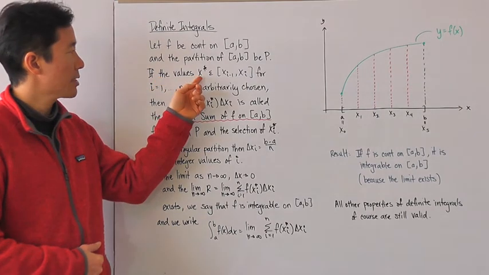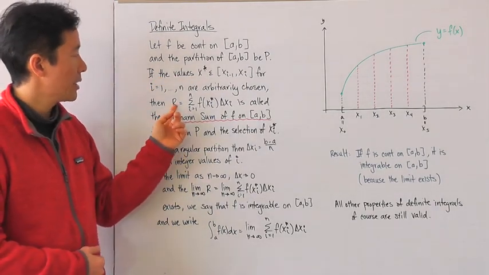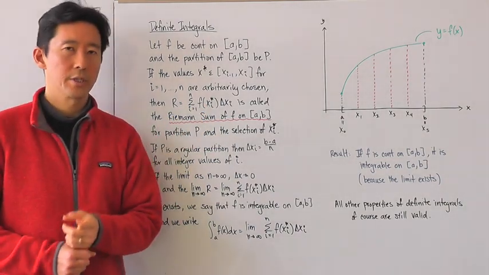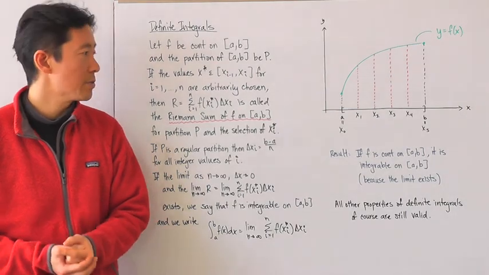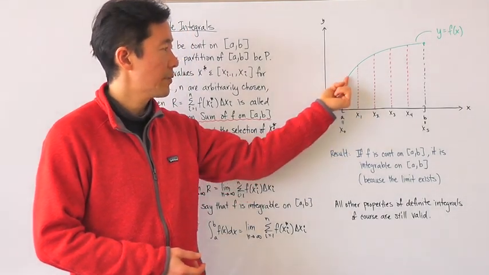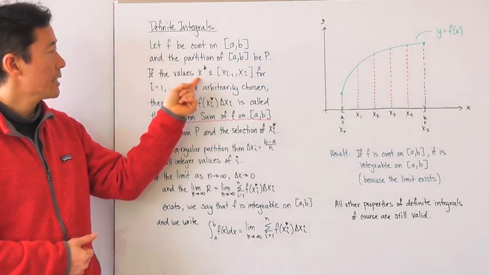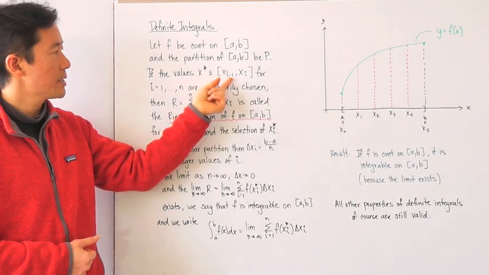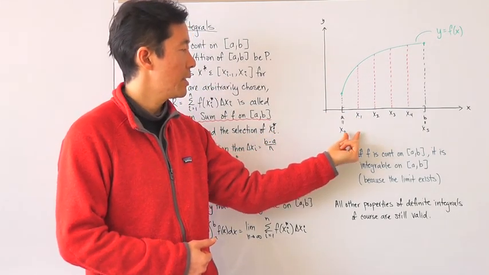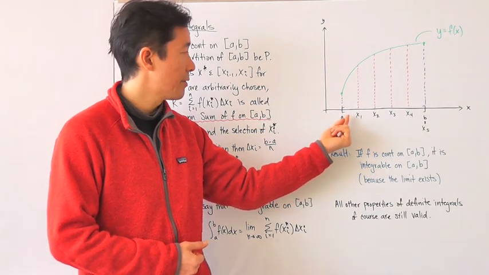Now, the values of x star. Let's review again what x star was. If we take a look at our Riemann sum, the x star is the x value that we chose on each one of the partitions, to then substitute into the function to come up with the height of our rectangle. So the values of x star are going to be something that's on each one of these interval widths. So it could be x0, it could be x1 for this particular interval here.